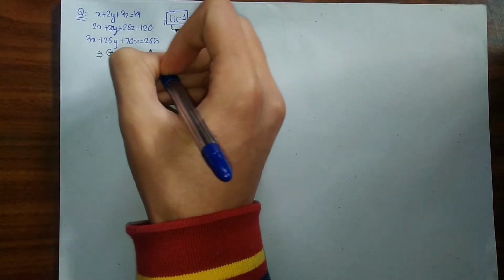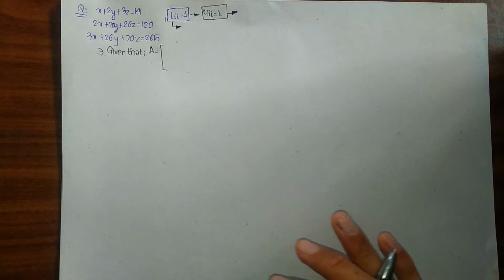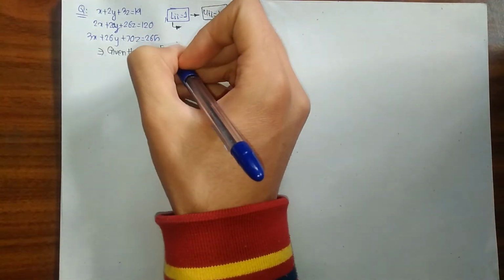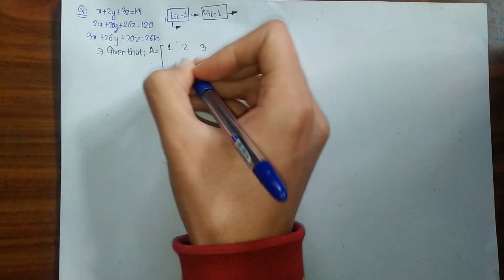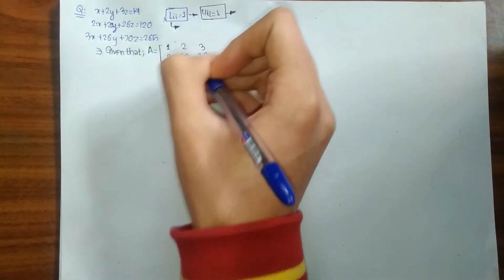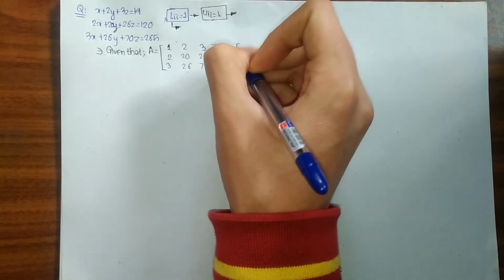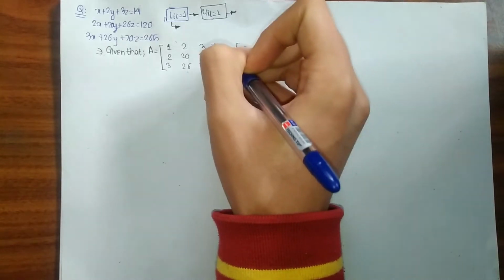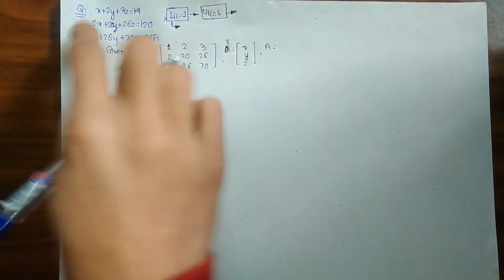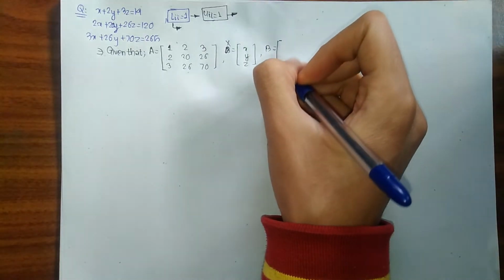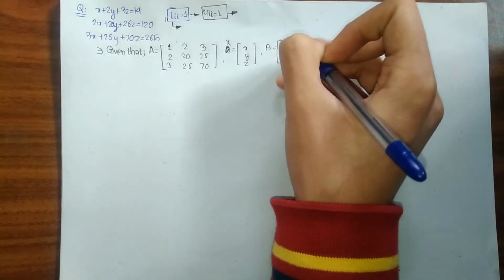Given that A equals, let me simply write down all the coefficients: 1 2 3, 2 20 26, 3 26 70, comma, x equals x y z, comma, our Ax equals B, where B is our 14 120 265.